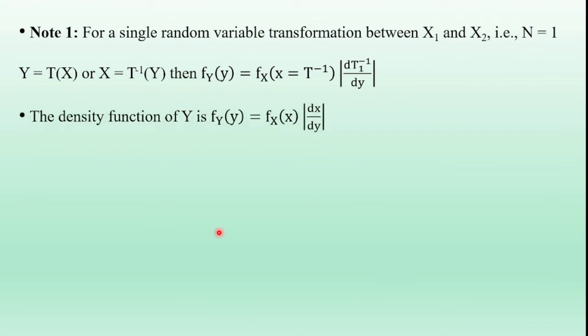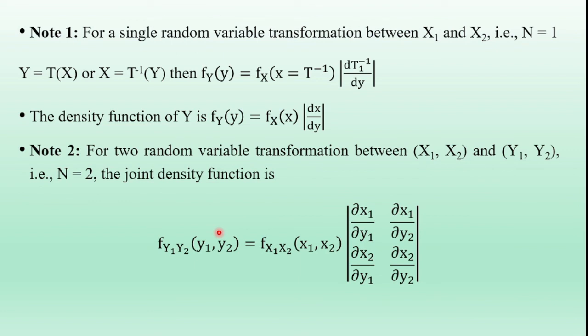The second point is the two random variable transformation between X1, X2 and Y1, Y2, that is n is equal to 2. The joint density function is f of y1 comma y2 is equal to f of x1 comma x2 into the two random variable Jacobian matrix, that is dou x1 by dou y1, dou x1 by dou y2, dou x2 by dou y1, dou x2 by dou y2. Okay, so that covers the single random variable condition and the two random variable condition, and linear transformation of the random variables.